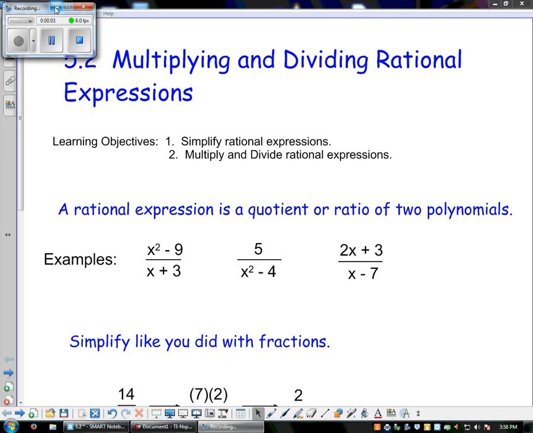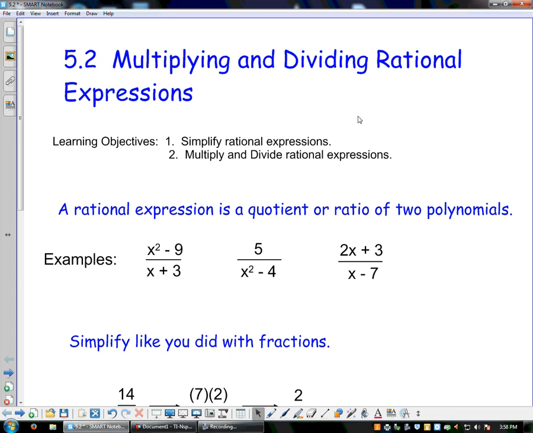And Miss Bella here. And we are working on section 5.2, multiplying and dividing rational expressions. In this lesson, we're going to simplify rational expressions and multiply and divide rational expressions. Remember, a rational expression is a quotient or ratio of two polynomials.